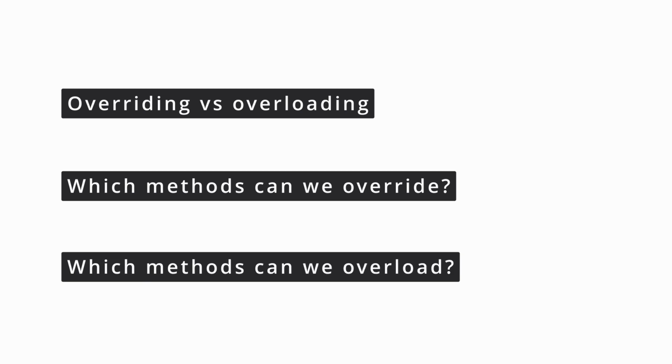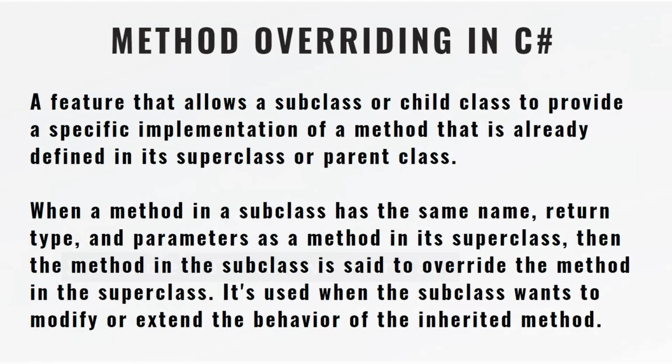What is method overriding? This is a feature which allows a subclass to provide a specific implementation of a method which is already defined in its superclass. When a method in the subclass has the same name, return type, and parameters as the method in the superclass, then this method in the subclass is said to override the method in the superclass.